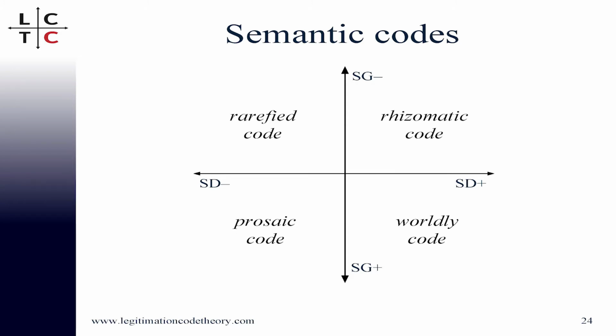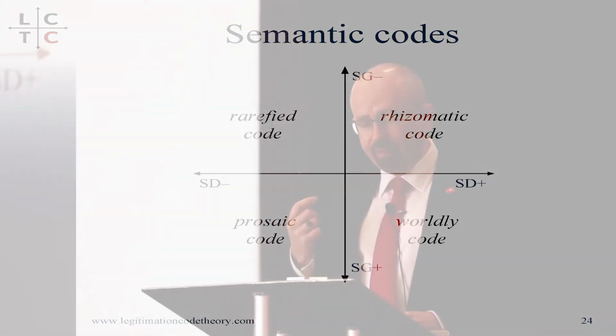So if practices have weaker semantic gravity and stronger semantic density, they're relatively abstract and complex, that's called a rhizomatic code. So, for example, right now, what I'm describing is pretty complex and pretty abstract. I'm right in that code right now. If the practices have stronger semantic gravity and weaker semantic density, they're relatively concrete and simple, that's called a prosaic code. Think of everyday discourse, talking about the football, whatever it might be.